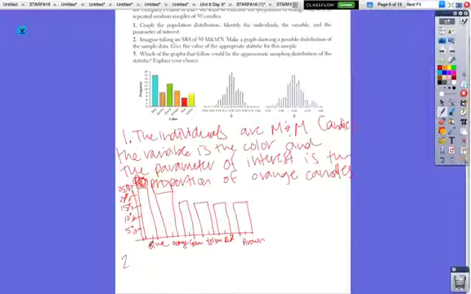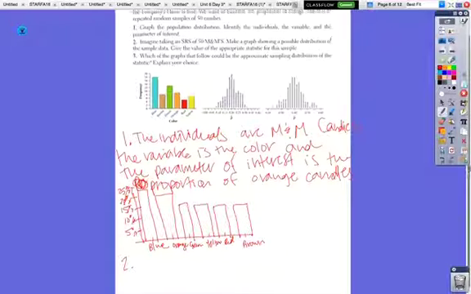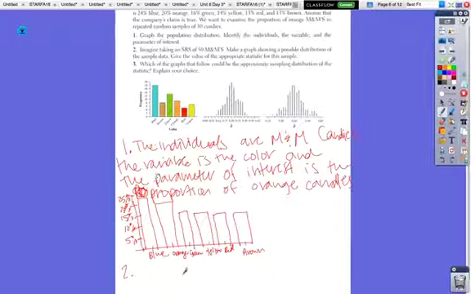Alright, so for number 2, it says imagine taking an SRS of 50 M&Ms, make a graph showing a possible distribution of the sample data, give the value of the appropriate statistic for this sample. Alright, so you know that you have 50 M&Ms, and you know that in that sample of 50 M&Ms, 20% of them should be orange.